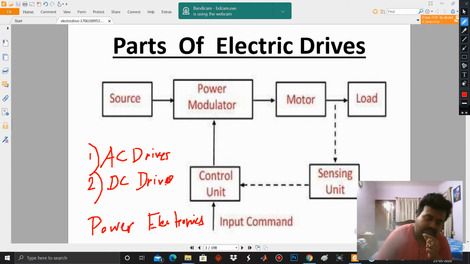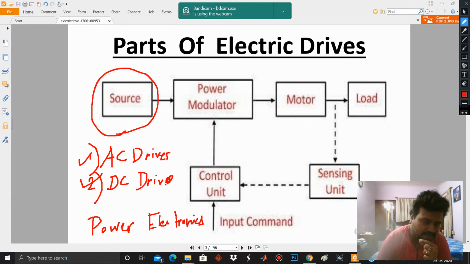Power electronics will give you different types of waveforms. It will not give you a perfect AC or modified AC. It will not give you a perfect DC either. It will give you modified DC. So when you are applying such types of signals to the input of the motor, on the basis of that, it can be categorized into two types: one is the AC drives, another is the DC drives. The first stage is the source, which is the input to the motor.